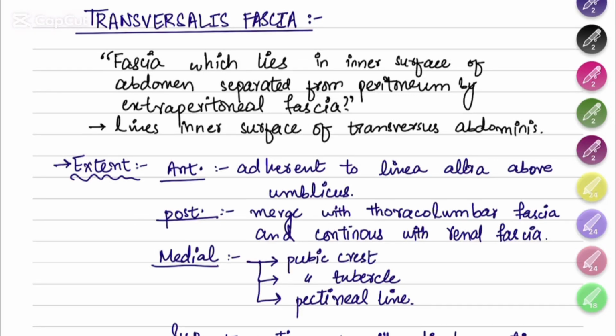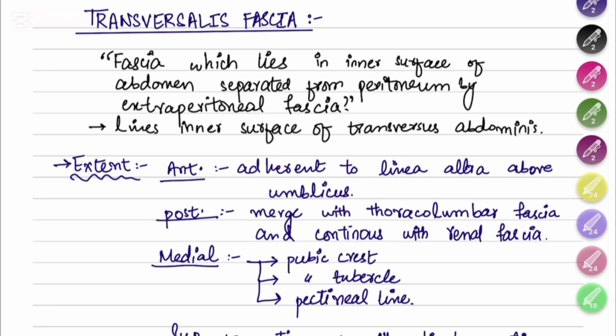Today we are going to discuss transversalis fascia. In our previous video, we discussed the rectus sheath and how transversalis fascia takes part in formation of the rectus sheath. Now transversalis fascia is the fascia which lies on the inner surface of the abdomen, separated from the peritoneum by the extraperitoneal fascia.